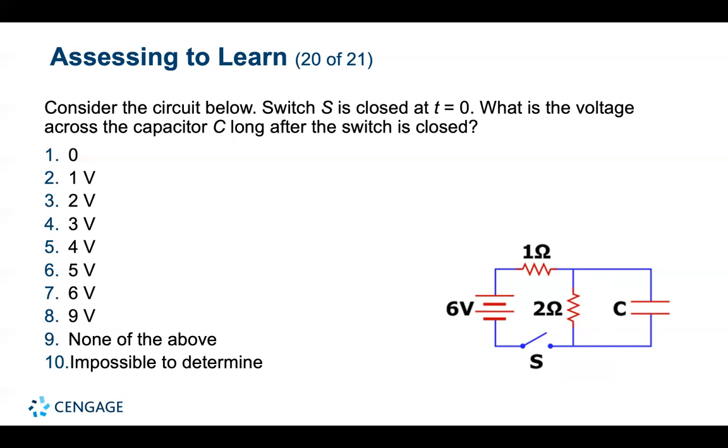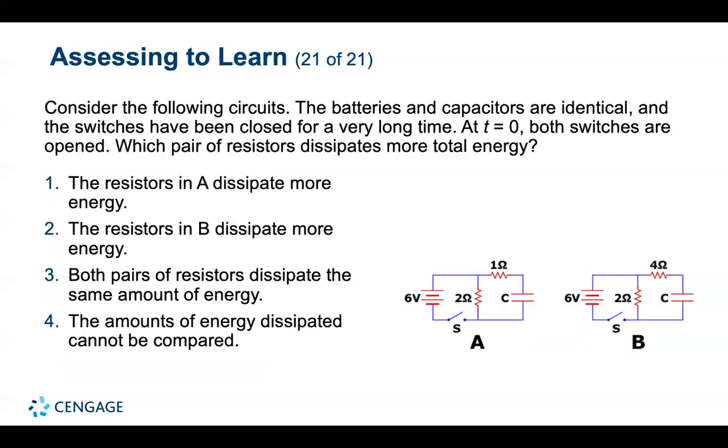Consider the circuit below. Switch S is closed at t equals 0. What is the voltage across the capacitor C after the switch is closed? And the answer is 4 volts.